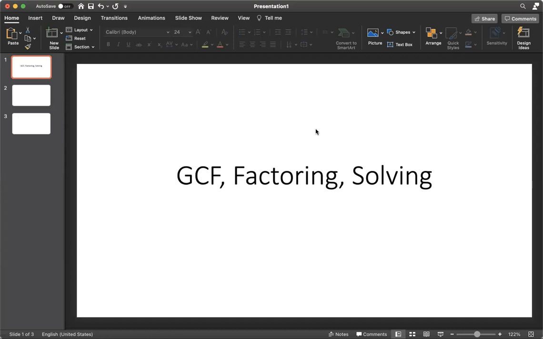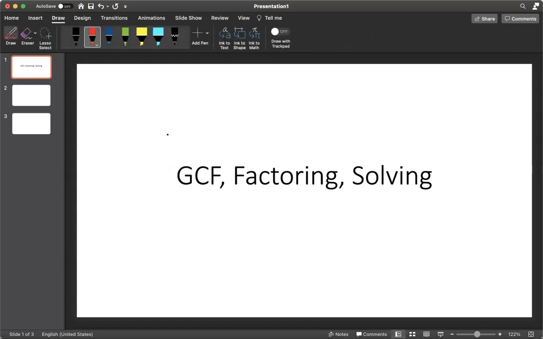Today, I'm going over the difference between GCF, factoring, and solving. So GCF is we're looking for our greatest common factor. So we are asking ourselves the question, what do we have in common? What is there in common?